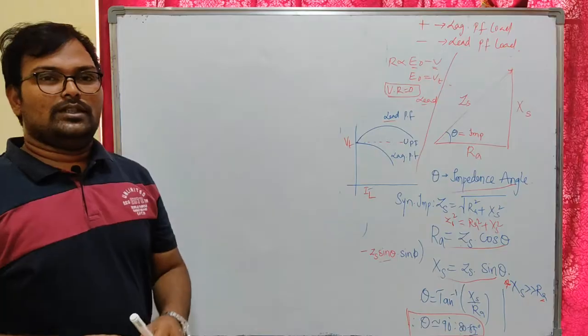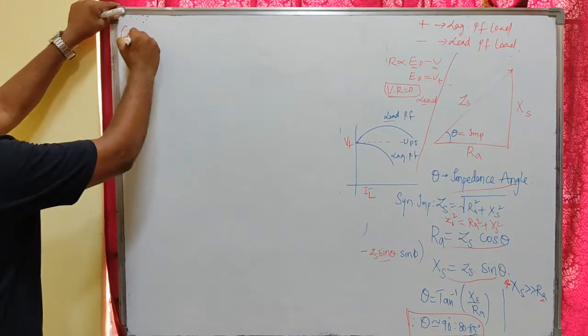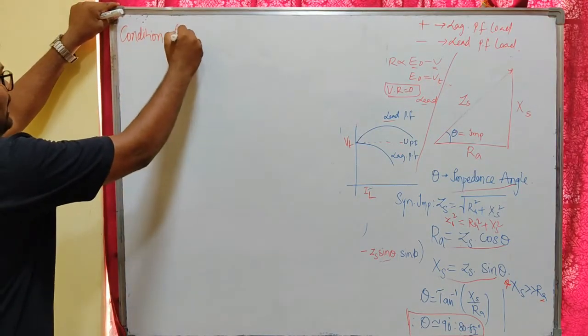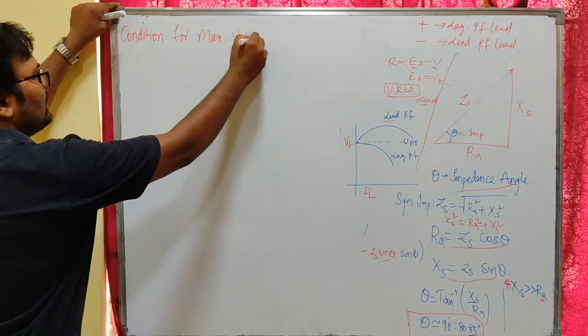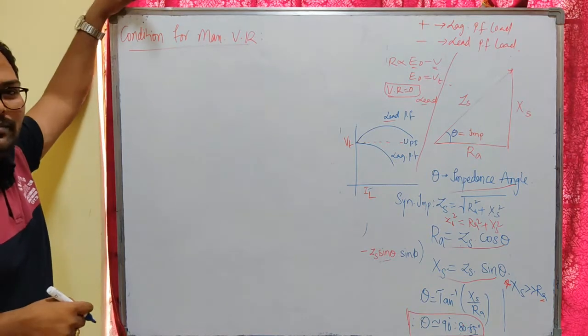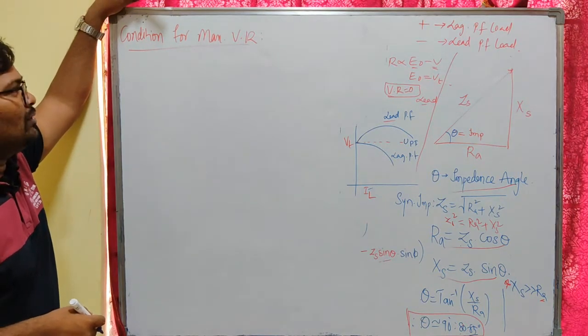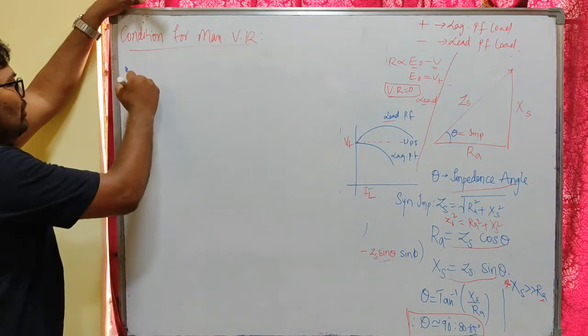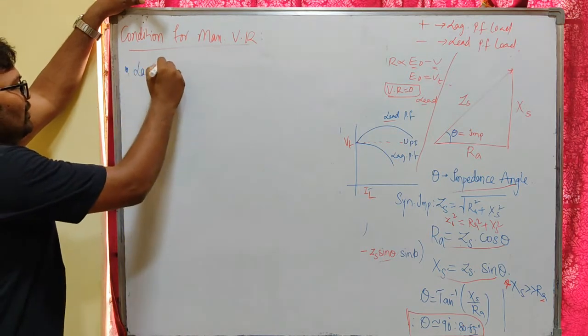Now let us try to obtain the condition for maximum voltage regulation in our generator. So far, the condition for zero voltage regulation is possible in lightly capacitive loads, that means leading power factor loads. The maximum voltage regulation is possible in lagging power factor loads.